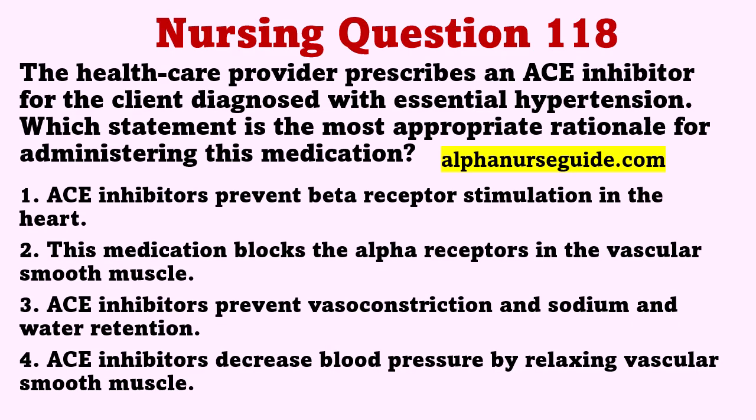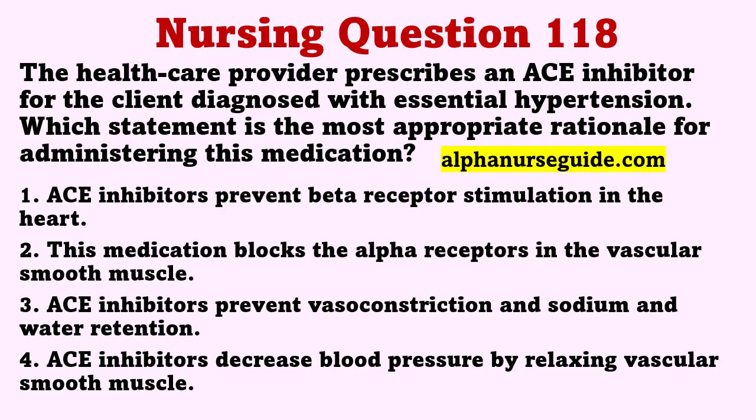The healthcare provider prescribes an ACE inhibitor for the client diagnosed with essential hypertension. Which statement is the most appropriate rationale for administering this medication? 1. ACE inhibitors prevent beta receptor stimulation in the heart. 2. This medication blocks the alpha receptors in the vascular smooth muscle. 3. ACE inhibitors prevent vasoconstriction and sodium and water retention. 4. ACE inhibitors decrease blood pressure by relaxing vascular smooth muscle. The correct answer is 3. ACE inhibitors prevent vasoconstriction and sodium and water retention.